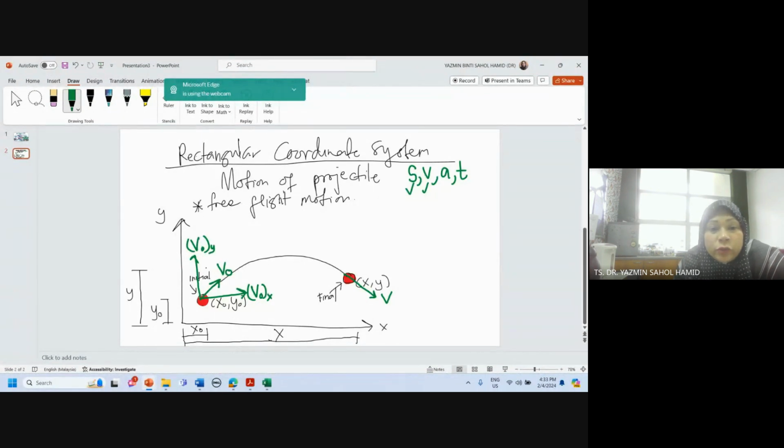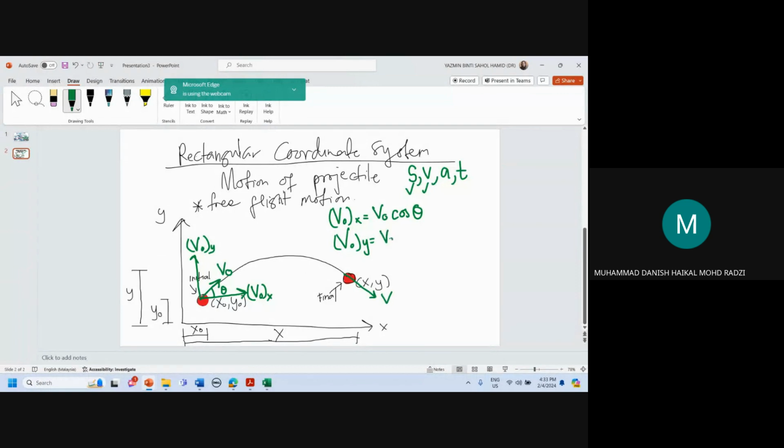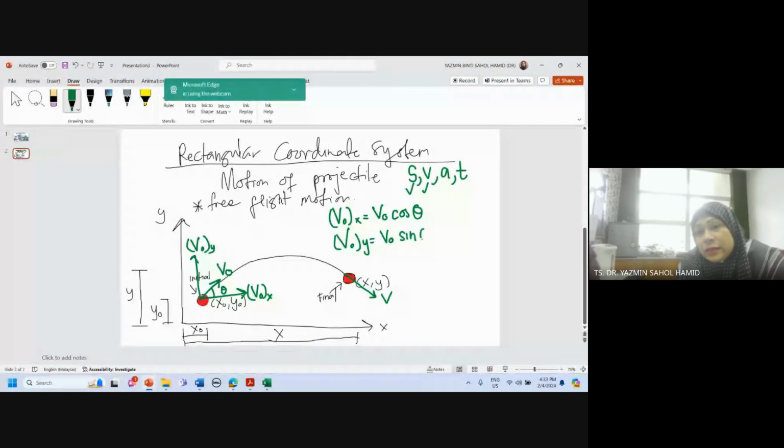And then you will need to know what this angle is. So in the end, you can write what V naught X is. V naught X is actually equal to V naught cos theta. So what do you think V naught Y is? V naught sine theta. Yes, V naught sine theta. That is correct. Similar for the final: this one will be V, this one will be VX, and this one will be VY.